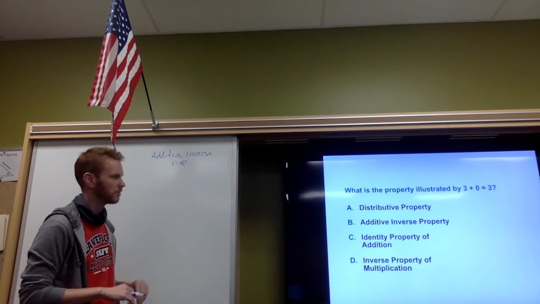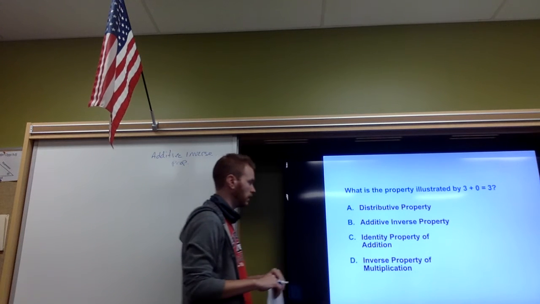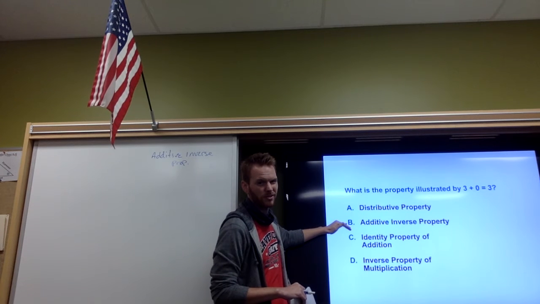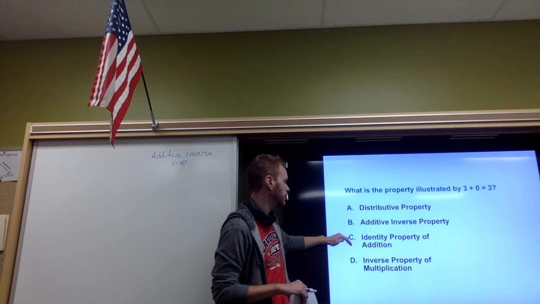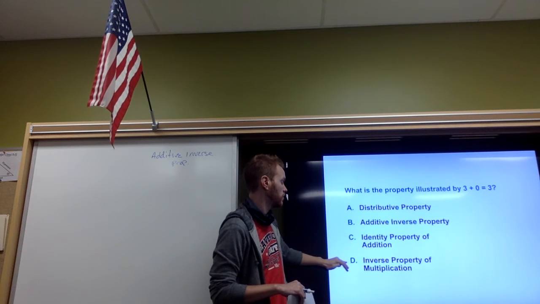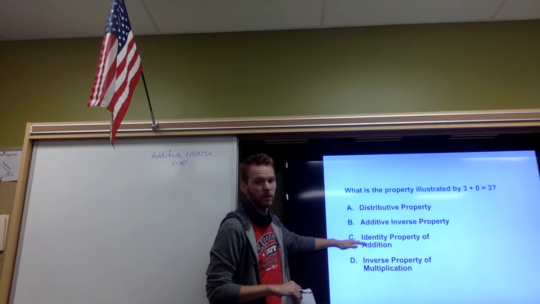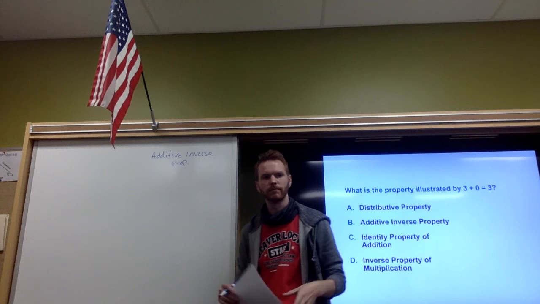I'm pausing so you can think. This one would be not distributive. Is it the inverse? No, because I'm not adding the opposite. Is it the identity property, or is it the inverse property of multiplication? Well, there's no multiplication. It has to be C, okay? They added the identity, so they didn't change the number.